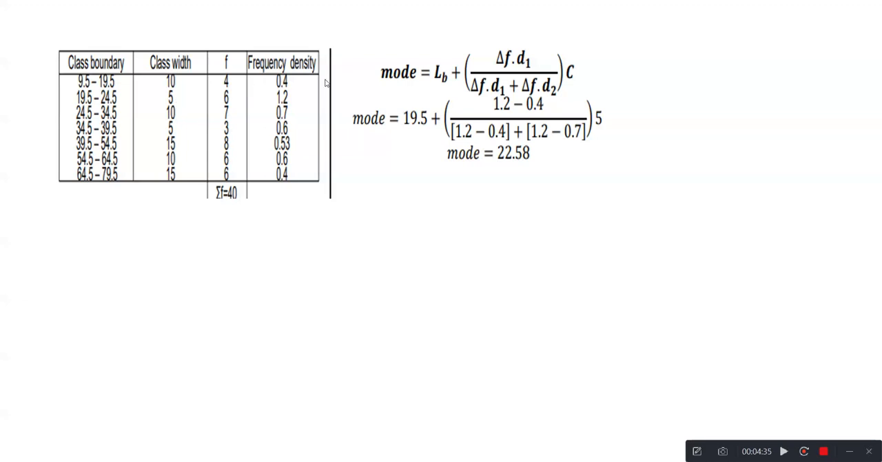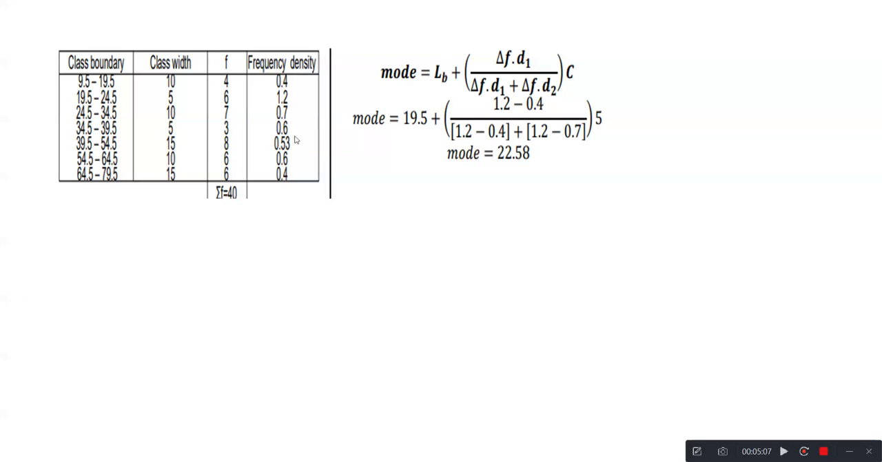You continue, and this is the frequency density. How do you get the frequency density? You need the class width. For the class width, you get 19.5 minus 9.5 and write it here, 24.5 minus 19.5 and write it here, 34.5 minus 24.5 and write it there. You complete for the rest. Then your frequency is given. Get the total frequency, and here you have 40.